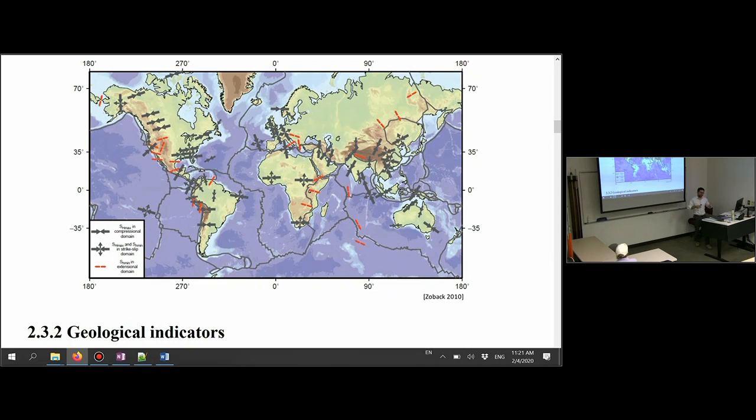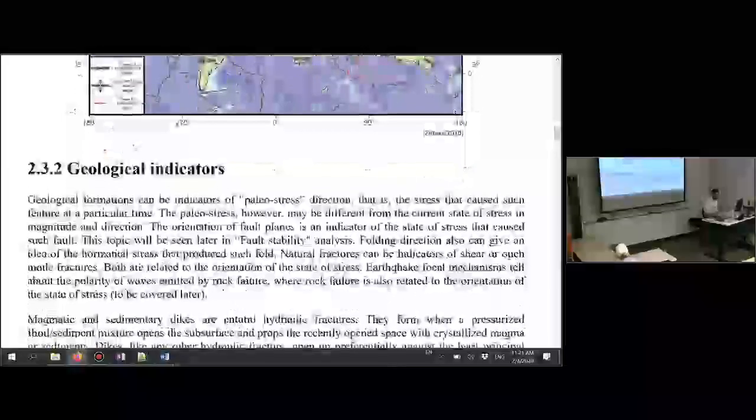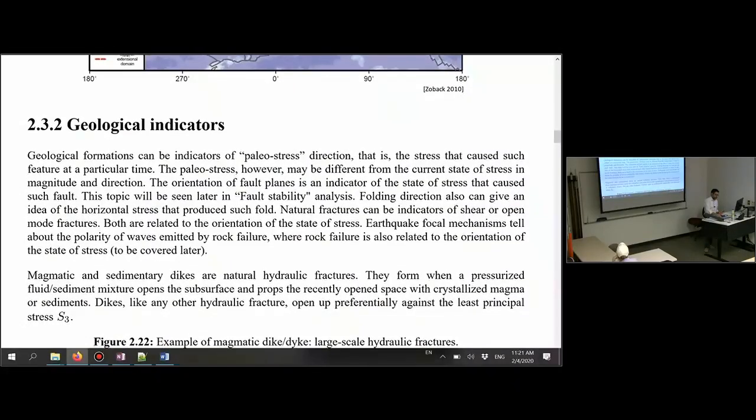You may expect that the maximum horizontal stress, the cause of that anticline, is coming in this direction because it made this fault, right? If you had the anticline going east-west, you would expect the maximum horizontal stress, in this case, to be north-south. So looking at some indicators on the surface can tell you more or less what is the orientation of the horizontal stress that caused that feature.